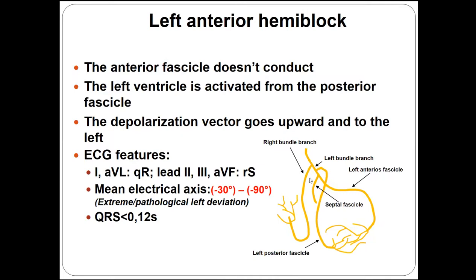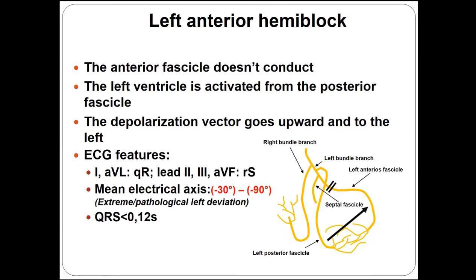Now, the left bundle is composed of two branches, the anterior fascicle and the posterior fascicle, and both can be blocked separately. We can have anterior fascicle conduction abnormalities or posterior fascicle conduction abnormalities. Very simple. The duration of the QRS is not altered, only the axis is altered.